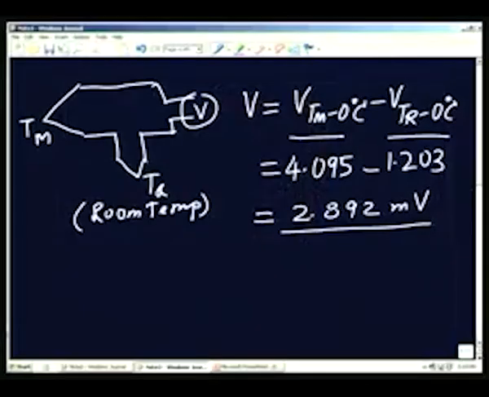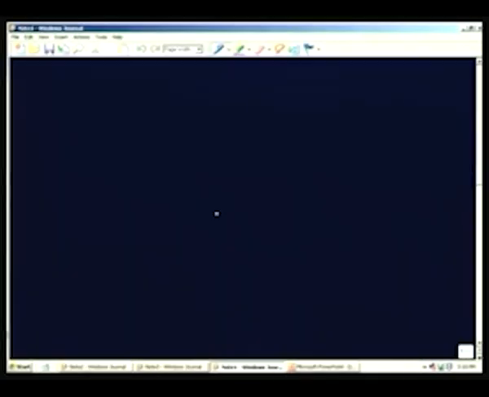So, another way of looking at the result is we will be measuring 2.892. To this we have to add 1.203 to get 4.095. Corresponding to 4.095 from the table I will be reading 100 degrees. So, it is in the reverse order. Okay, this is an example which shows how to use the law of intermediate temperatures. Let me take another example which is slightly more interesting.